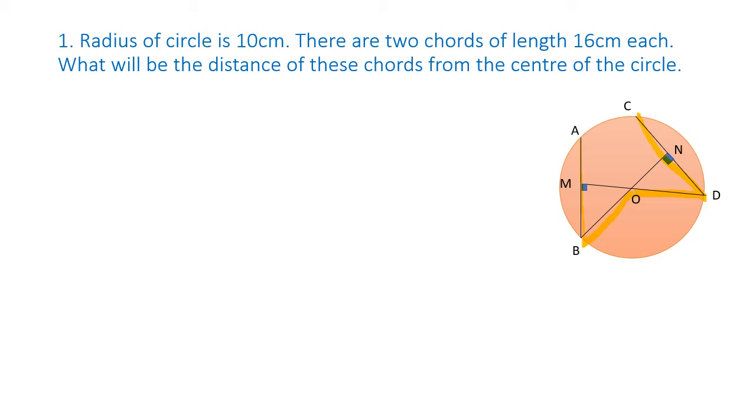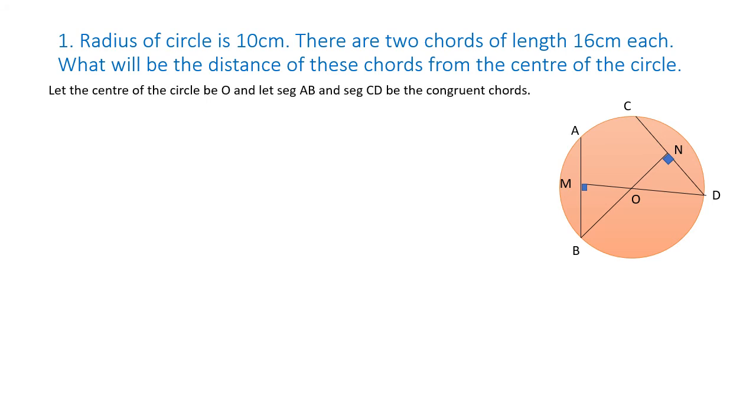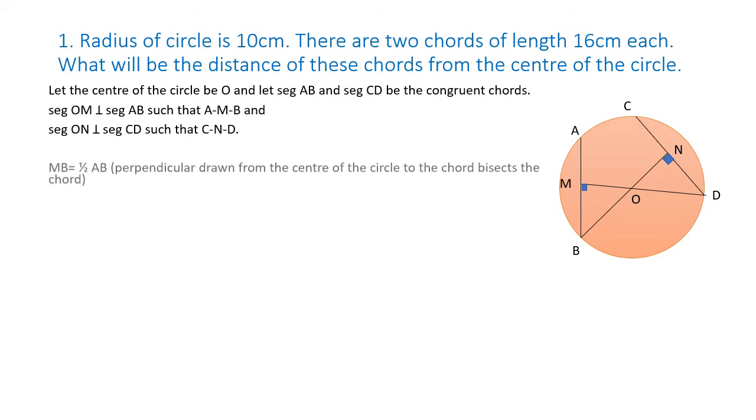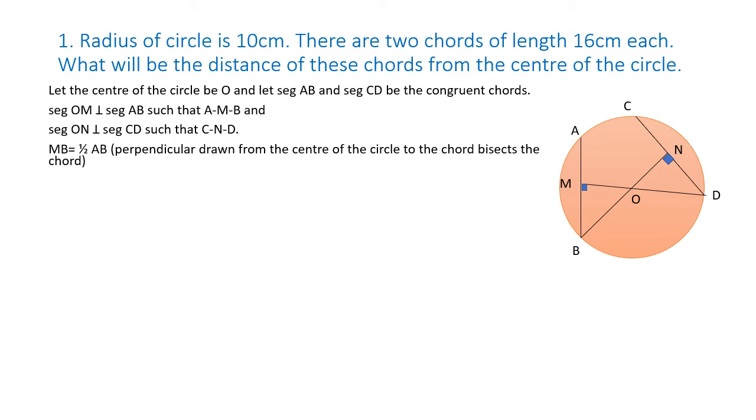But before we proceed, let us describe a figure because the figure has been drawn by us. So let the center of the circle be O and the segments AB and CD be the congruent chords. So we describe the chords and we describe the center of the circle. Also we say that OM is perpendicular to chord AB such that M is in between A and B. We also say ON is perpendicular to CD such that N is in between C and D. Because of this, we say that MB is equal to half of AB.